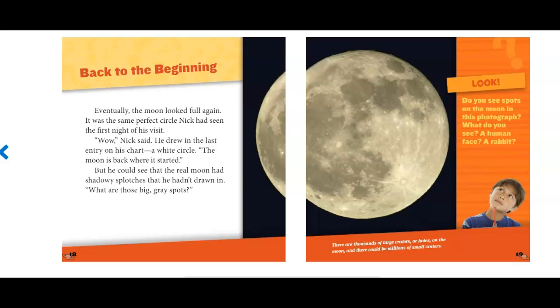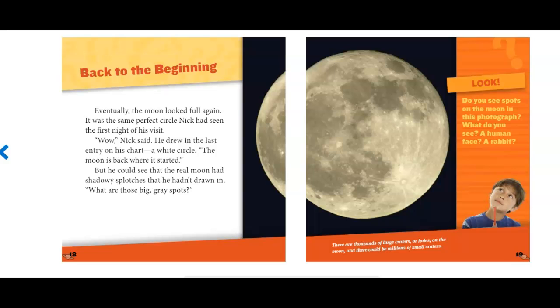Back to the beginning. Eventually the moon looked full again. It was the same perfect circle Nick had seen the first night of the visit. "Wow," Nick said. He drew in the last entry on his chart, a white circle. The moon is back where it started, but he could see that the real moon had shadowy splotches that he hadn't drawn in. What are those big gray spots?